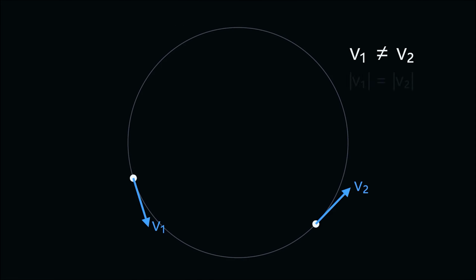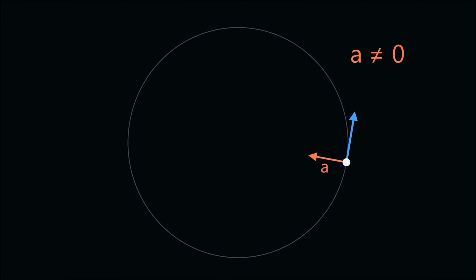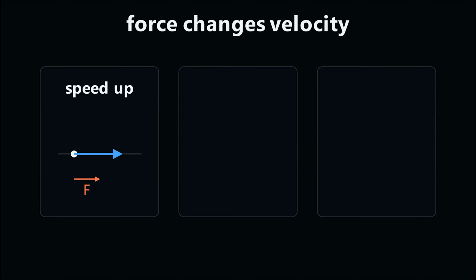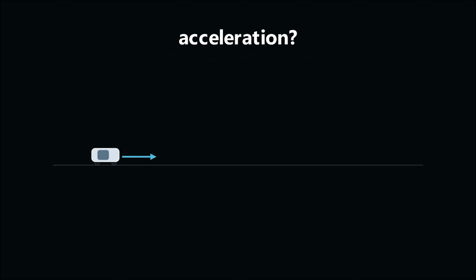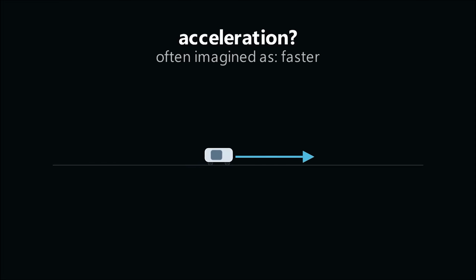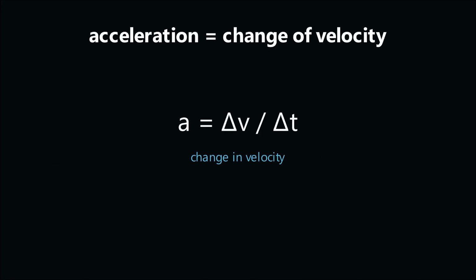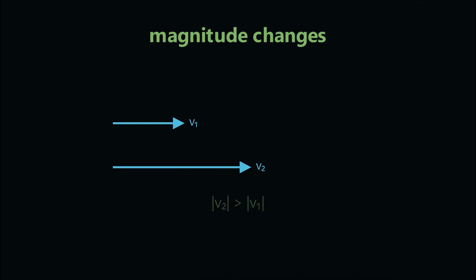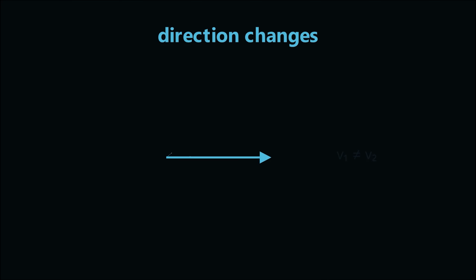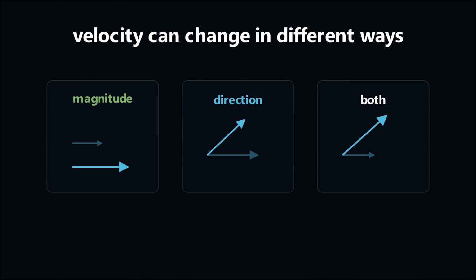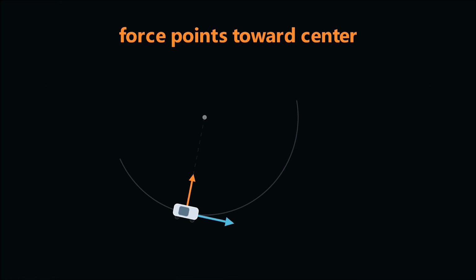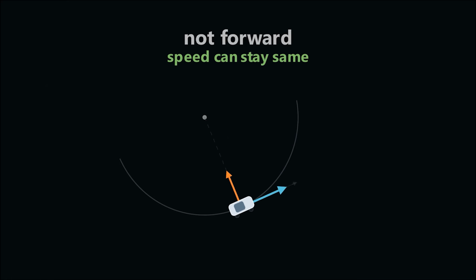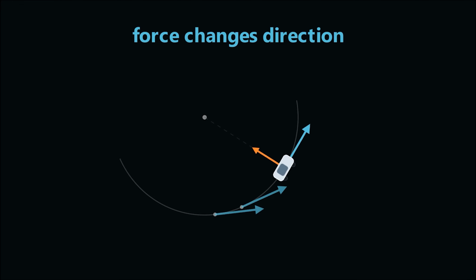If velocity changes, there is acceleration, and the turn is just as much a result of force as speeding up or braking. It only feels less obvious, because we often use the word acceleration as if it only meant going faster. But in physics, acceleration means any change of velocity, a change in size, a change in direction, or both. That is why the force acting on a car moving around a curve is directed toward the center of the curve, not simply forward along the road, because this force does not necessarily make the car faster. It changes where the car is going.